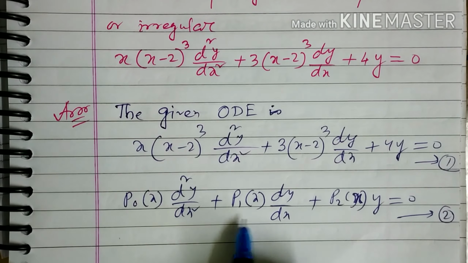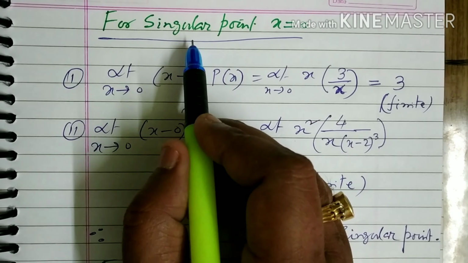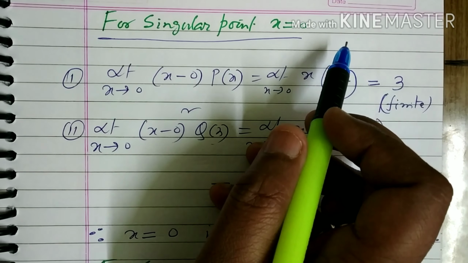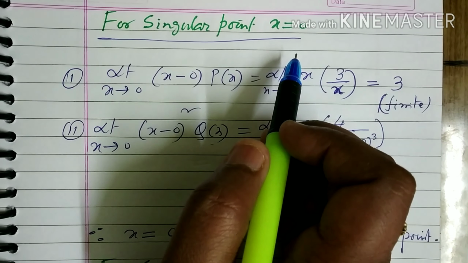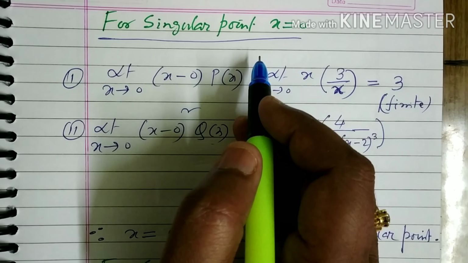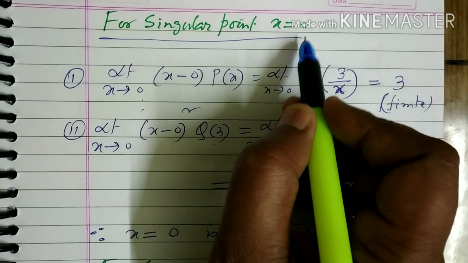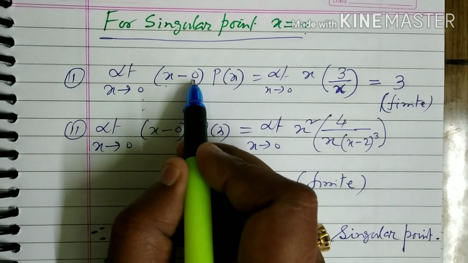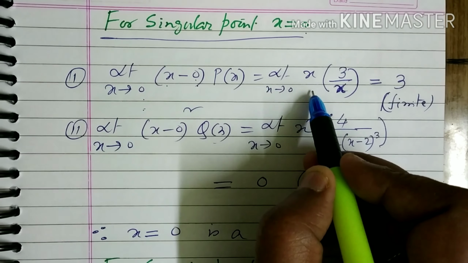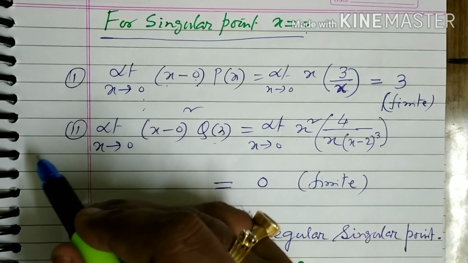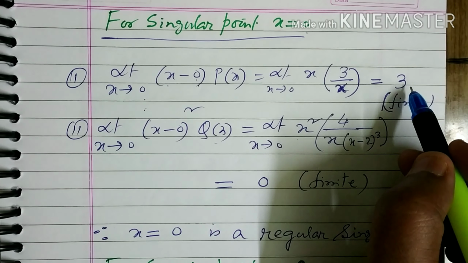Now for singular point x equals 0, I want to check whether this singular point is regular or irregular. Now already you know, for a singular point you have to find limits. Number 1, limit x tends to 0, x minus 0. This 0 is coming from here, this 0 also coming from here, times px. Now limit x tends to 0, x times px. What is px from the previous calculation? 3 by x. x cancels, 3, that is a finite value.